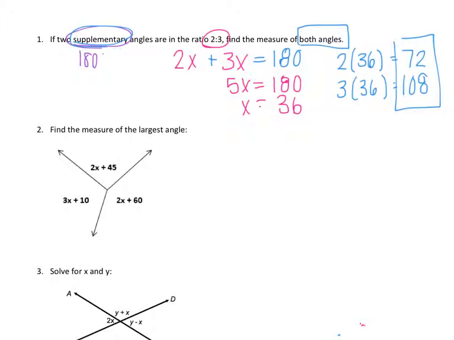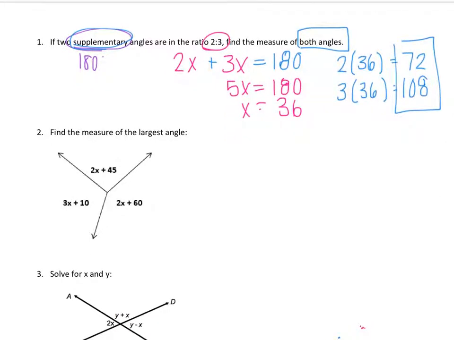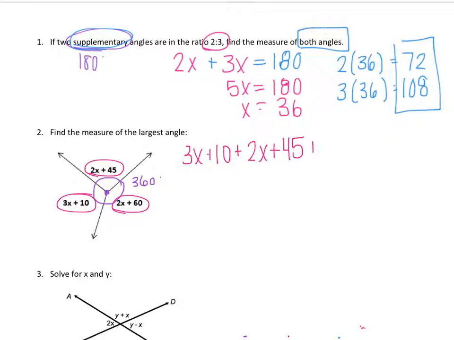In question 2, I see a picture where I have all angles around the same point. Those again are called angles around a point whose sum is 360. So in order to find the measure of the largest angle, I need to take all three angles and add them to 360. So I have 3x plus 10 plus 2x plus 45 plus 2x plus 60 equals a total of 360. So here again we're just going to be solving. Pause the video so that you can solve on your own and then check your answer with mine. Pause now.